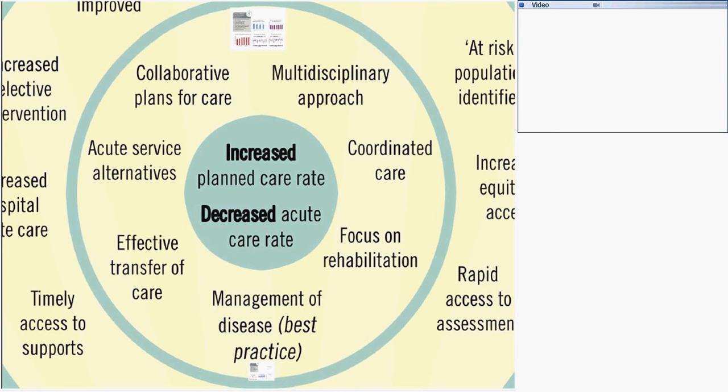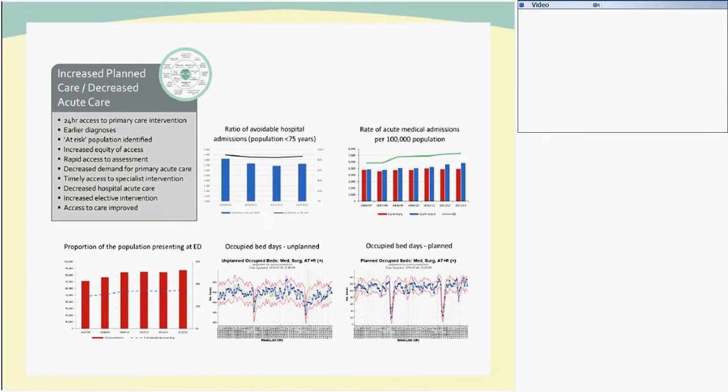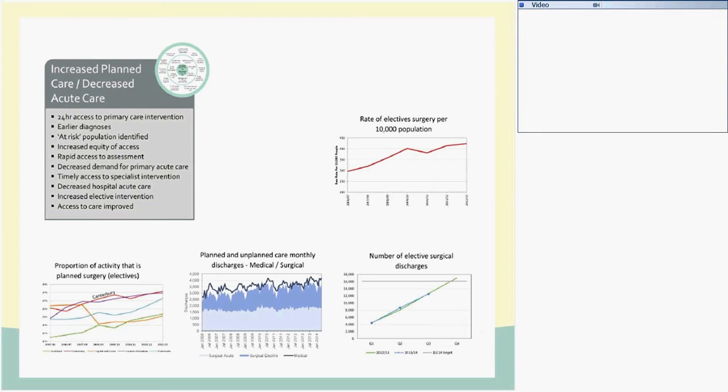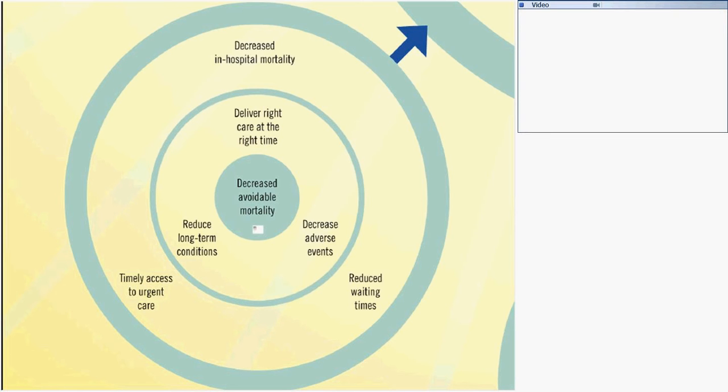And here, the increased planned care rate and decreased acute care rate. We started off those being two separate sets of metrics and drivers, and in fact you can't separate the two, they're so interrelated. And each and every one of those has a whole range of different metrics in terms of what are the core drivers, how do we know we're making a difference, and that being reflected through at every part of the health system.